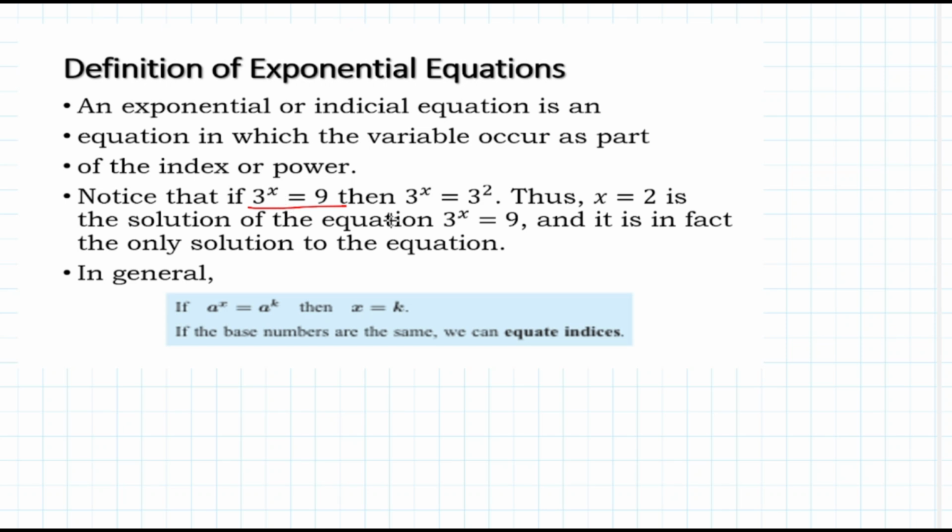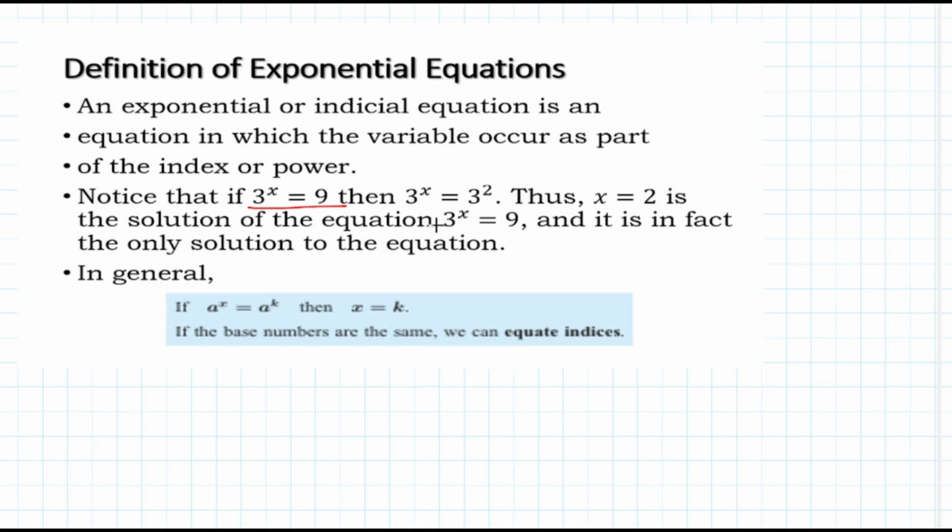If we simplify, you write 9 as a power of 3, and then we have the same base, then you cancel the base and equate the power. Thus x equals 2. So the solution of the equation is x equals 2. When you can find the solution of the equation, then the equation is solvable.